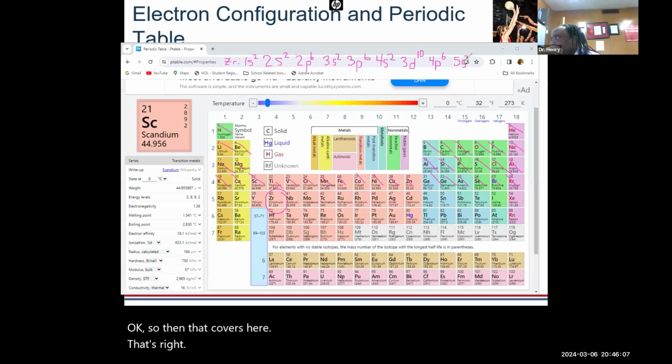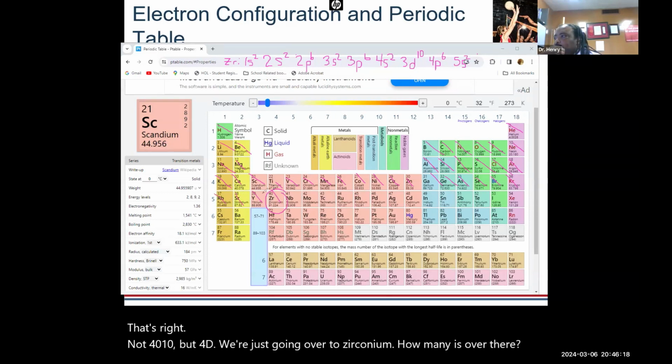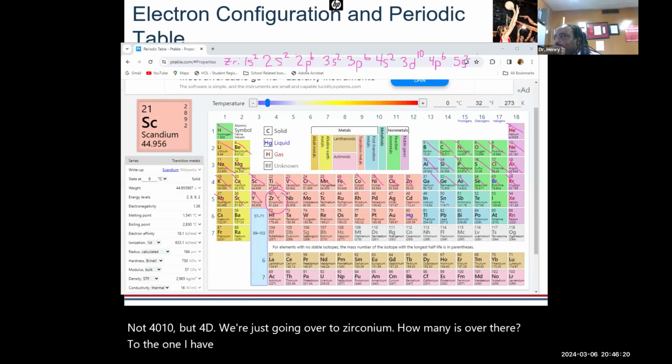And then is it 4d10? Not 4d10, but 4d. We're just going over to zirconium. How many is over there? To the one I have circled. How many electrons are there?